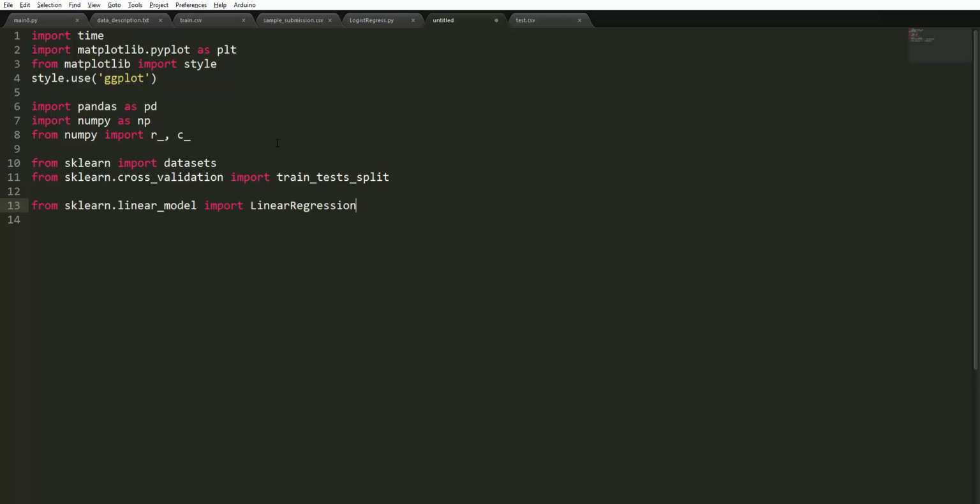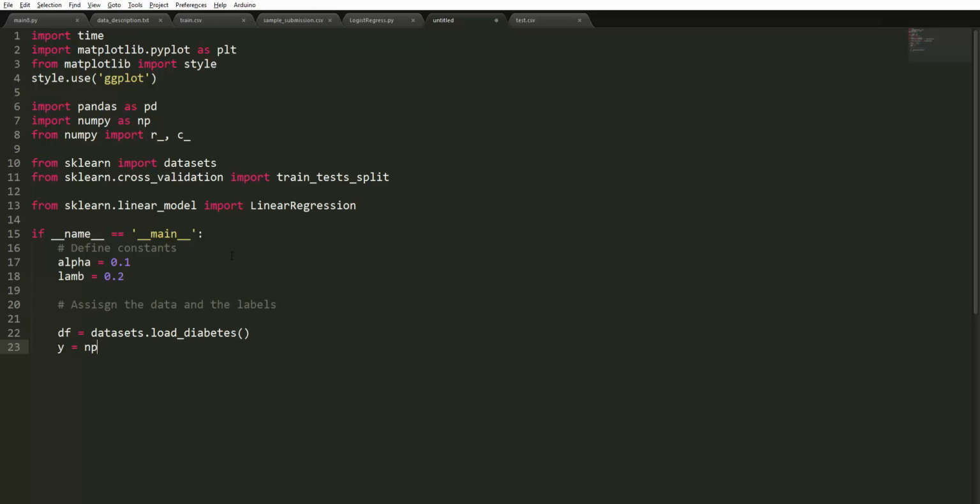Okay, now we're going to create a main method. From our main method, the first thing that we will do is to define our constants, such as alpha and lambda. And the next thing is that we're going to load the dataset of diabetes from the sklearn module. Okay, so that is a little bit tricky. We need to set as an array for the level data, and next that's going to be just the data.